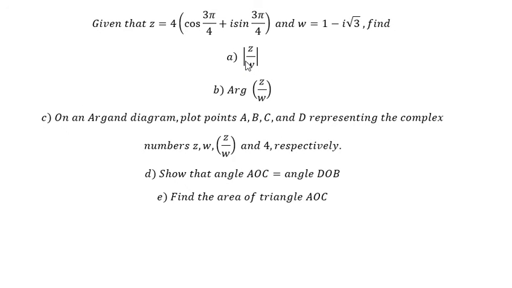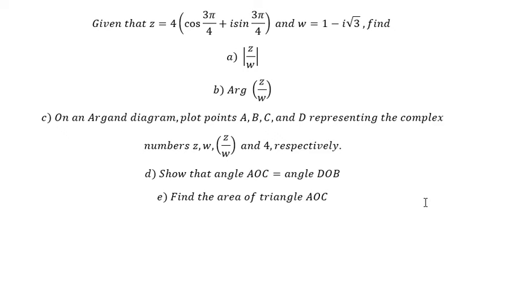A. Find the absolute value of z over w. B. Find the argument of z over w. C. We need to draw the diagram of A, B, C, D representing z, w, z over w and 4 respectively. D. Show that angle AOC equals angle DOB. And the last one, E. Find the area of triangle AOC.